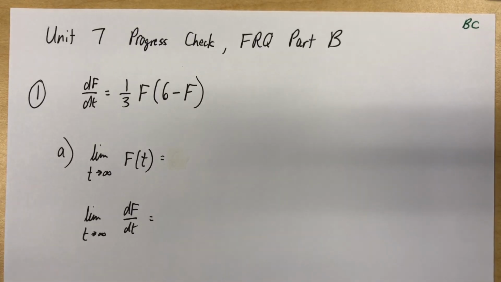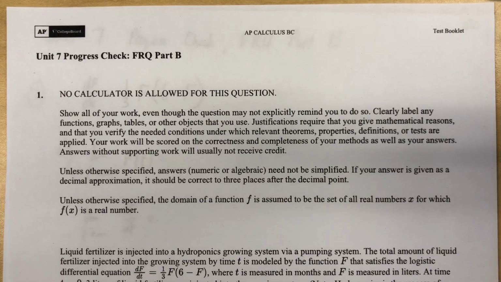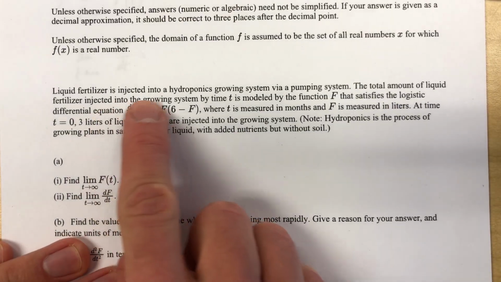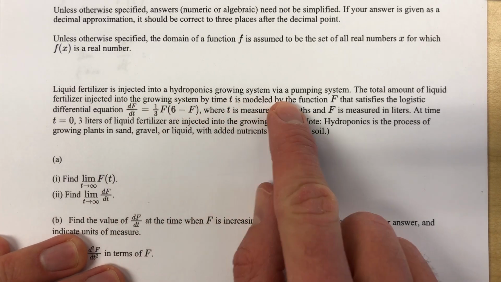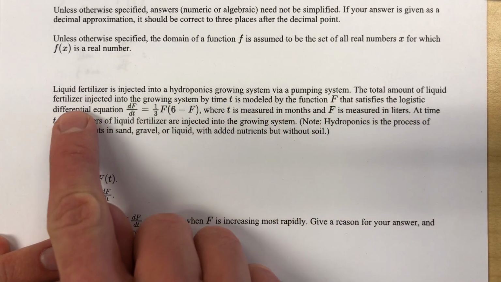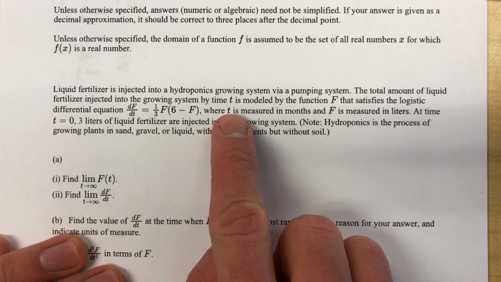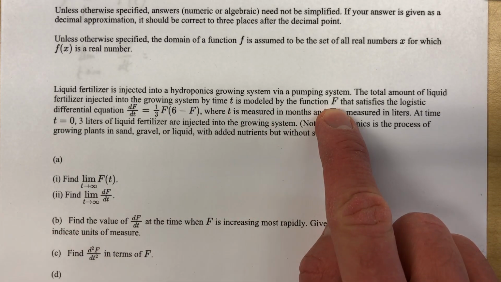Unit 7 progress check. Free response question part B, number 1. There is one key word in this that's going to set us on fire mathematically. Liquid fertilizer is injected into a hydroponics growing system via a pumping system. The total amount of liquid fertilizer injected in the growing system by time t is modeled by the function f.